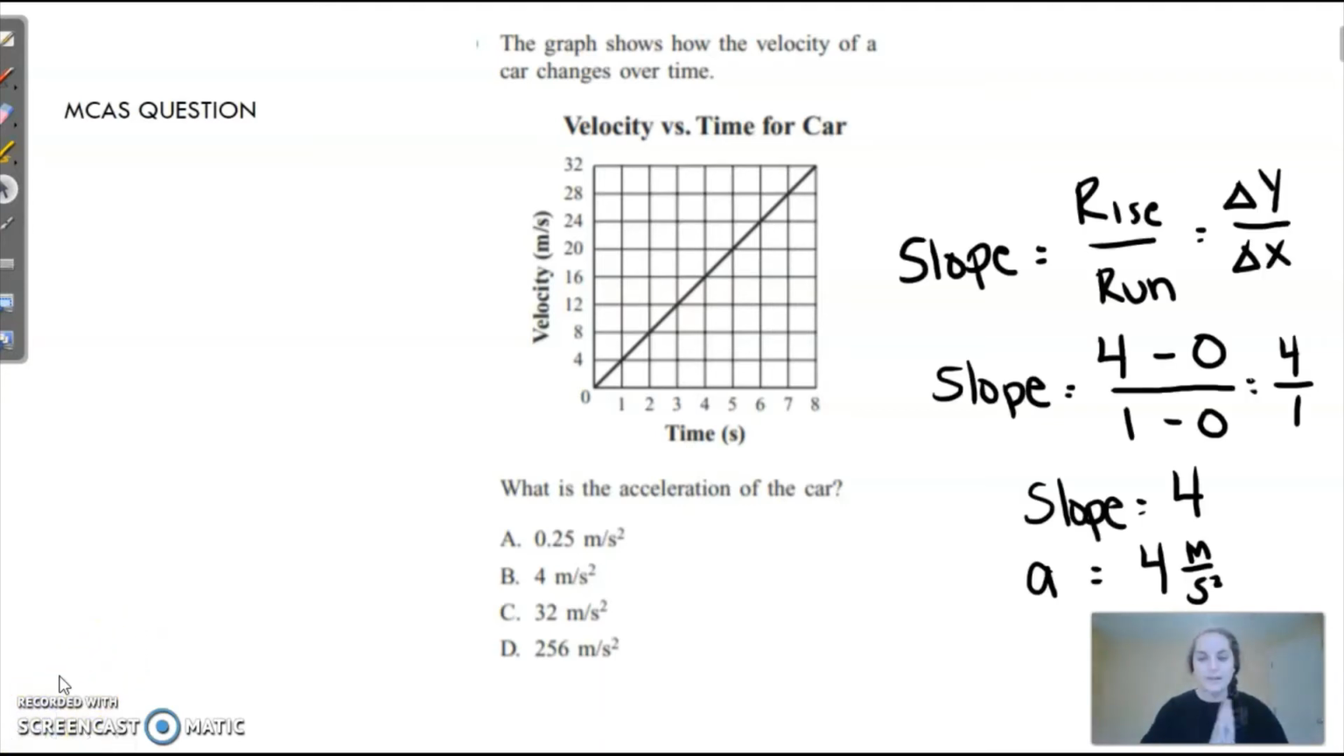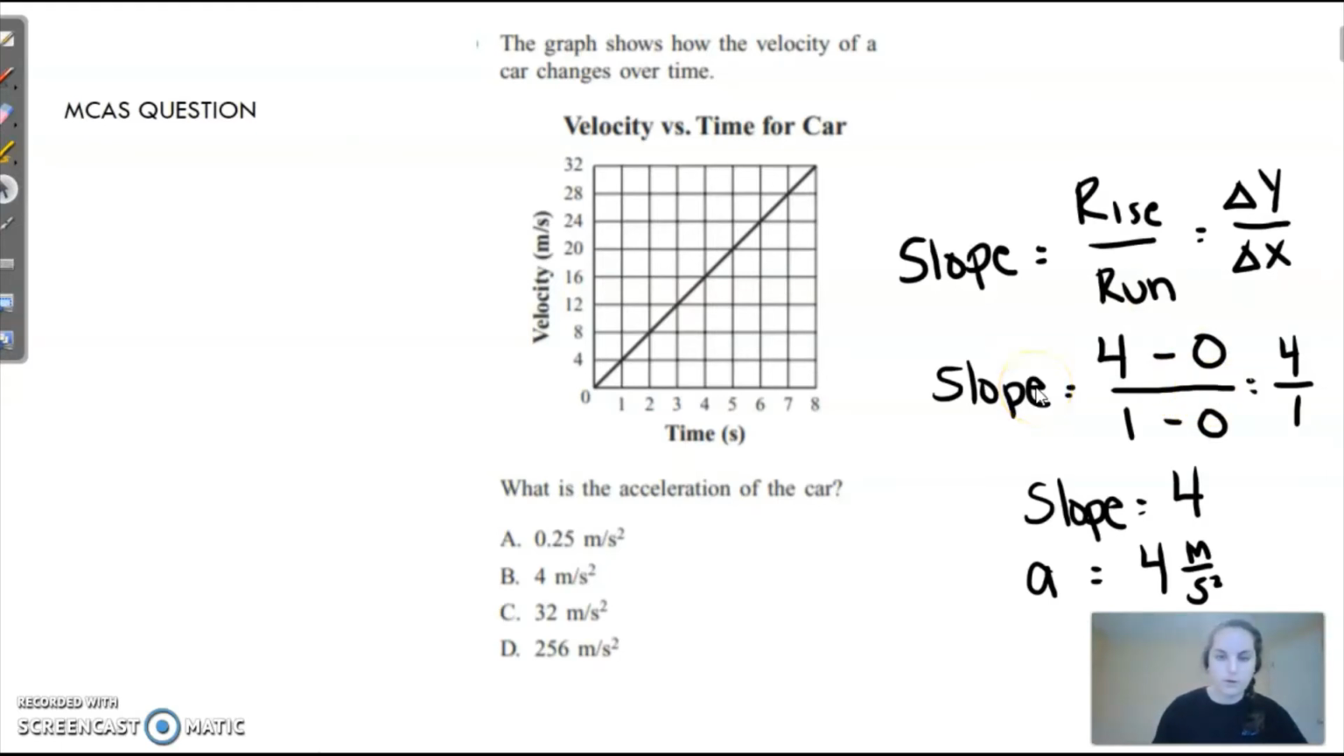Okay, so your answer should be 4 meters per second squared. So let's look at this. Remember that slope is your rise over your run, so your change in y over your change in x. If we look at our velocity over time graph, our change is happening from 0 to 4 on the y-axis and over 1 second. So our rise would be 4 minus 0 over 1 minus 0.